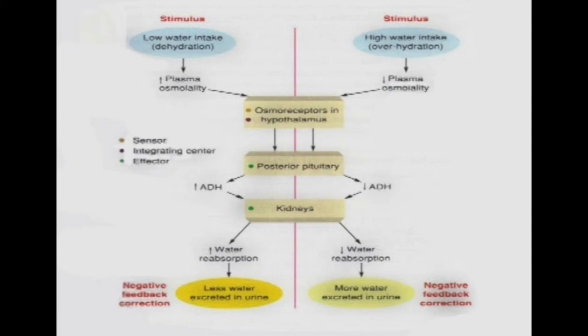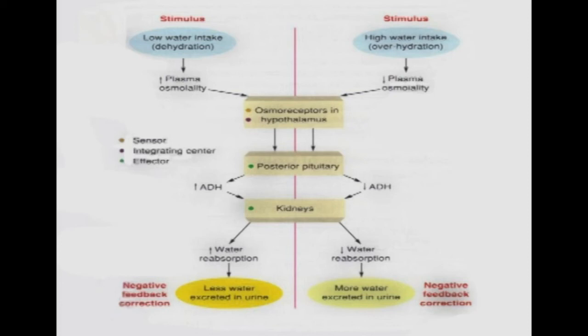Whenever there is a stimulus where there is a low water intake, there is dehydration, and the plasma osmolarity increases. This influences the osmoreceptors in the hypothalamus, which in turn stimulate the posterior pituitary to release antidiuretic hormone. This acts on the kidneys and they increase the water reabsorption, thereby leaving less water in urine.